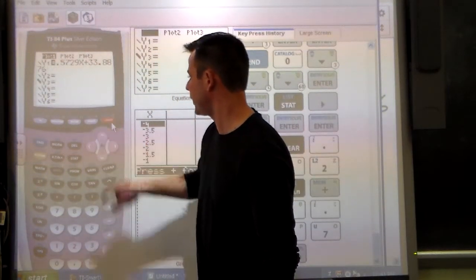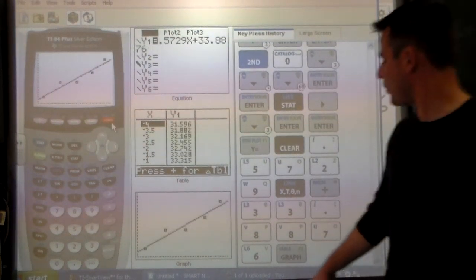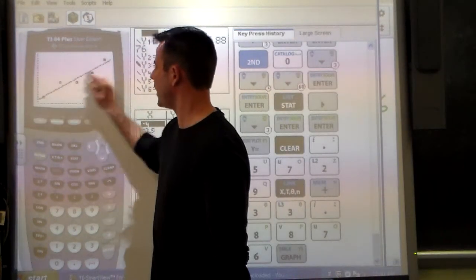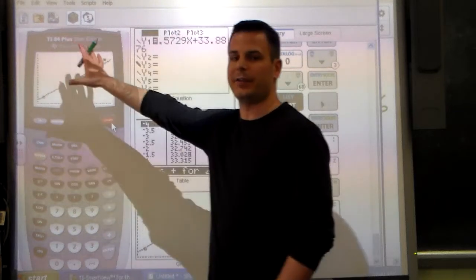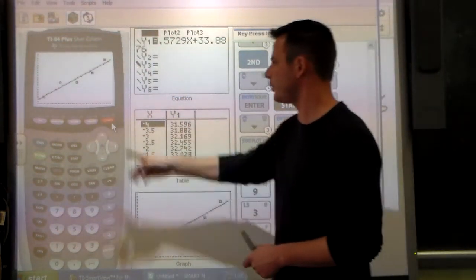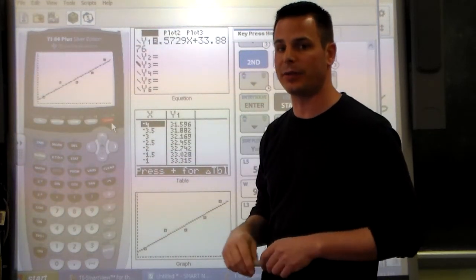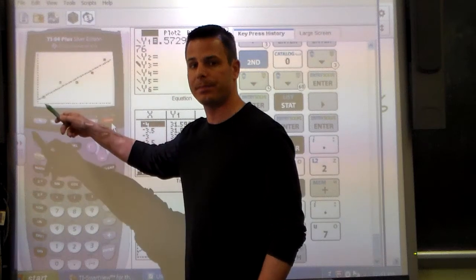And now we'll just graph again. And there's our line of best fit. Yeah, we could have probably drawn that by hand, but it wouldn't be as exact as this. So if they ask you to draw a line of best fit, they're just asking you to kind of estimate. If they're asking you to calculate a linear regression, this is the way you do it.